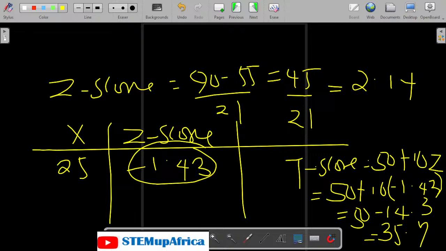Please, that T-score. Come again, please. Is it from the Z score we get the T-score?